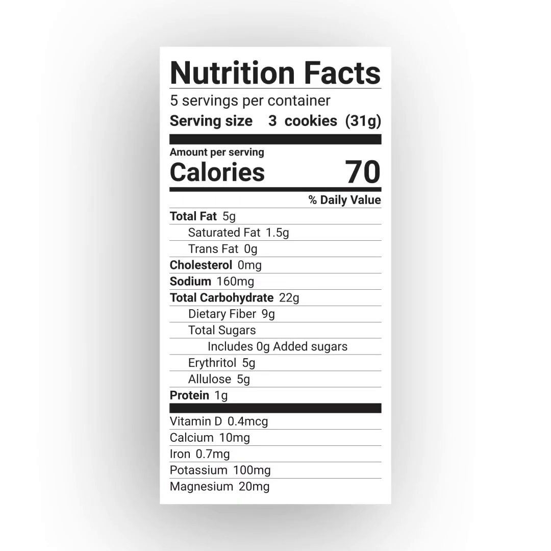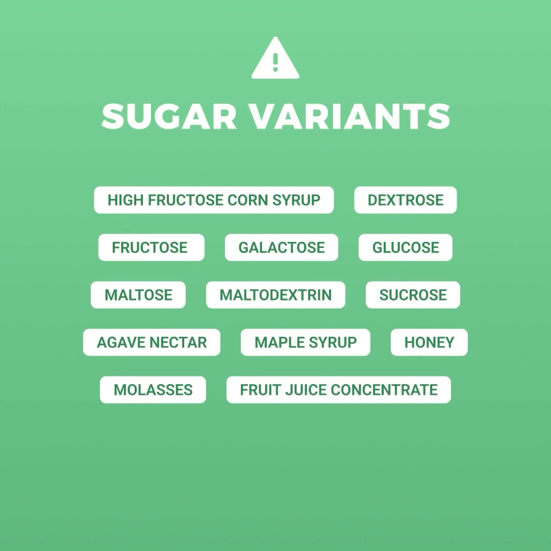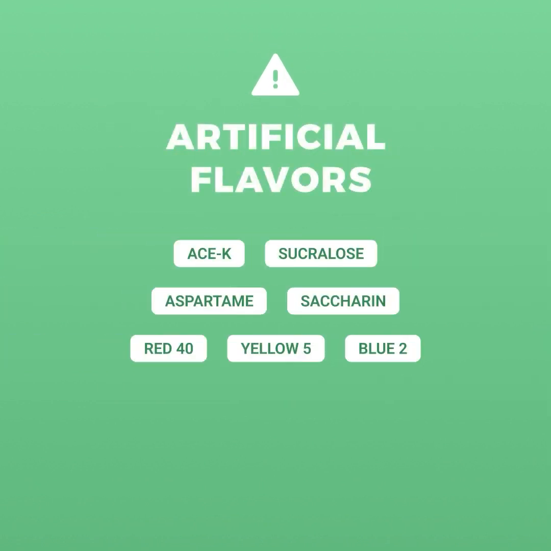Once you've reviewed the table of nutrients, it's important to scan the ingredients list for chemicals, additives, and fillers you want to avoid. Here is an abbreviated list of what to watch out for. Sugar and all its variants. There are more than 50. Sugar alcohol. Artificial flavors, colors, and sweeteners.